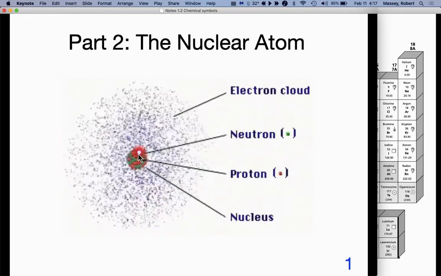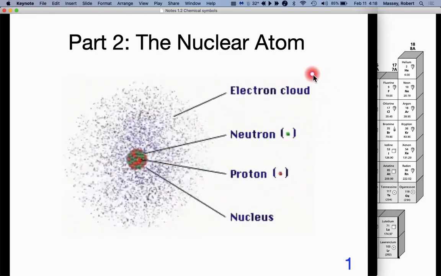The nucleus here, if this was the size of the atom, the nucleus would be so small you wouldn't be able to see it. This is called the electron cloud, the region of space where we would find an electron. We'll be talking about that in much more detail later on in the unit. But for now, notice that the protons and the neutrons both make up the nucleus. They are the nucleus, and the electrons are outside the nucleus.